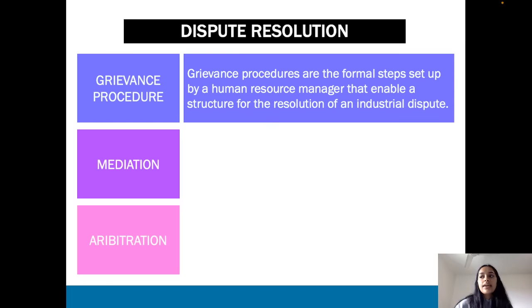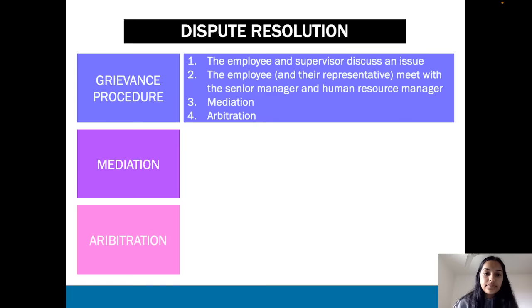So in the case that one step doesn't work, it escalates to another level, and then it slowly escalates from there. So maybe the first method is telling it to a manager. If it's not solved there, then they might take it to the HR manager. And if it's not solved there, then maybe the directors or the CEO of the board. If it's not solved there, then it might escalate to getting a mediator, going to mediation or arbitration. So maybe involving the Fair Work Commission.